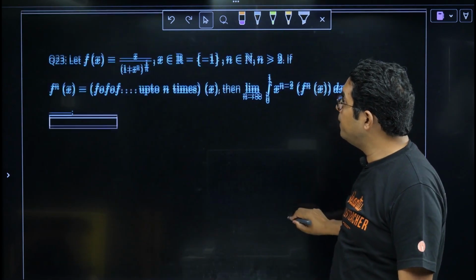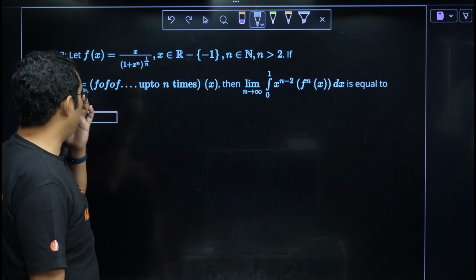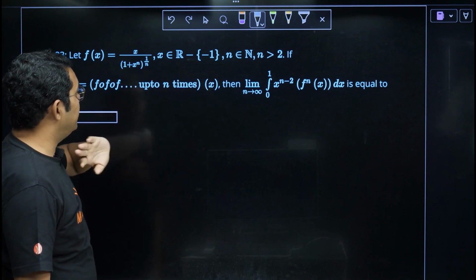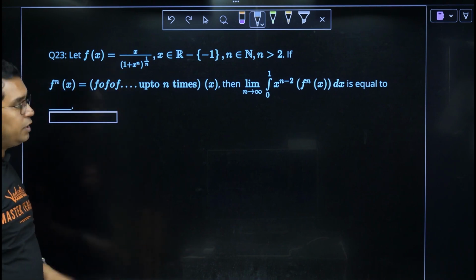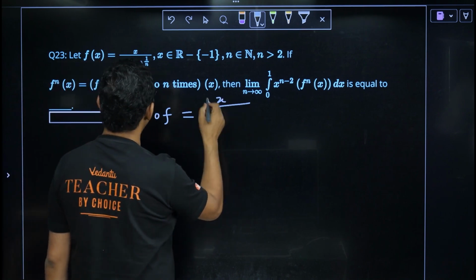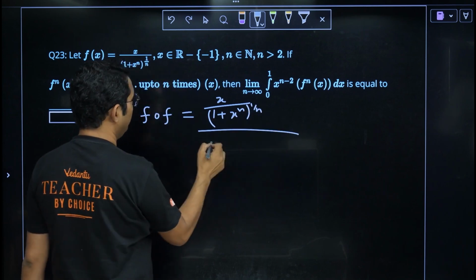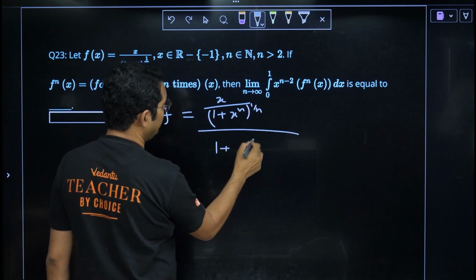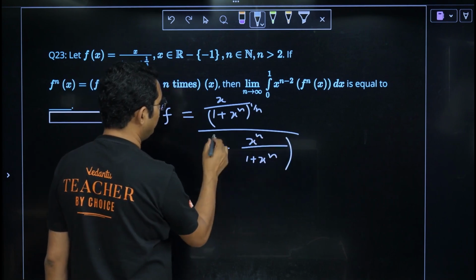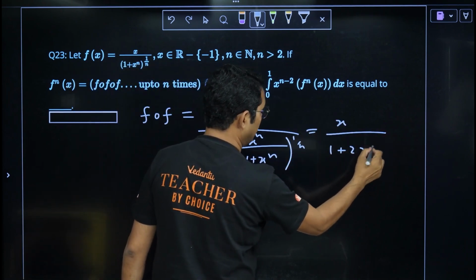Next question, 23. Here we are given that f(x) is equal to x upon (1 plus x raised to the power n) whole power 1 by n, x belongs to R minus {-1}, n belongs to natural, n is greater than 2, and f_n(x) is f composed n times. Now please see, if f(x) is like this and if I find f of f, what will this be? I think I'll write f(x) in the numerator. So x upon (x power n) whole power 1 upon n divided by 1 plus, in place of x, I will put f here. So that will be x, and power n is also there. So x power n upon 1 plus x power n, and whole power 1 by n. If you take LCM, I think it becomes x upon (1 plus 2x power n) whole power 1 upon n.